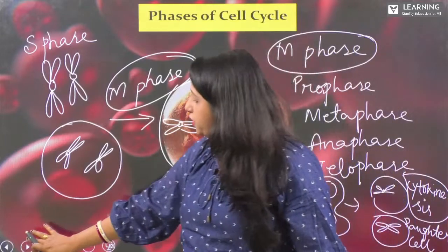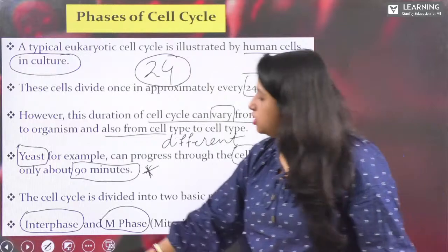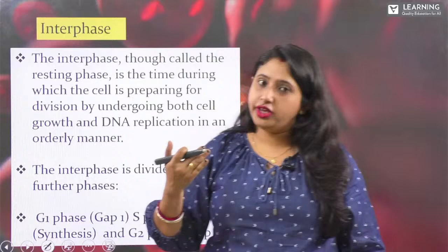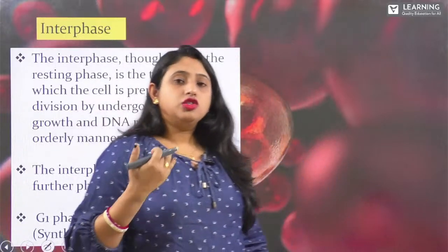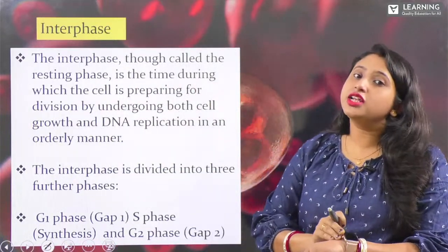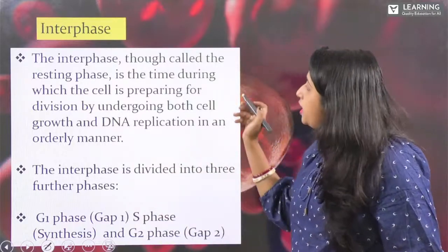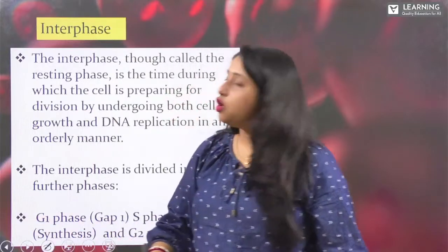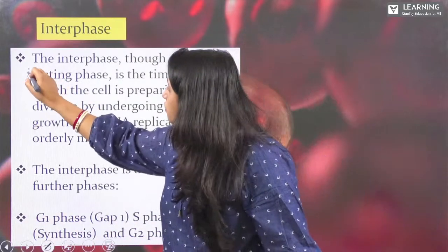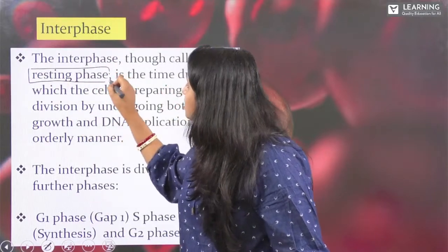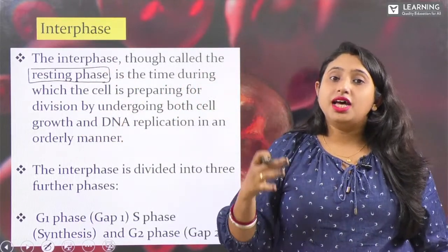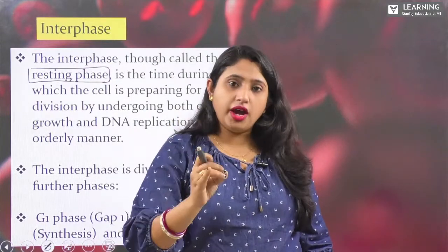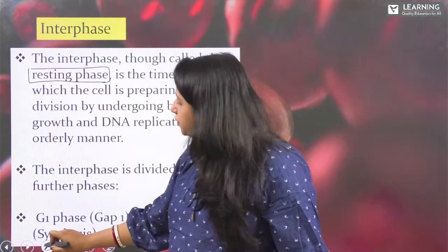So this is how the phases of the cell cycle take place. Now, interphase. As you know, there are two phases in the cell cycle. What are the two phases? One is the interphase and another is the M phase, right? The interphase is called the resting phase. Now why is it called the resting phase? Because it is the phase where the cell is preparing itself for division. Here the cell doesn't divide, so the cell prepares itself.